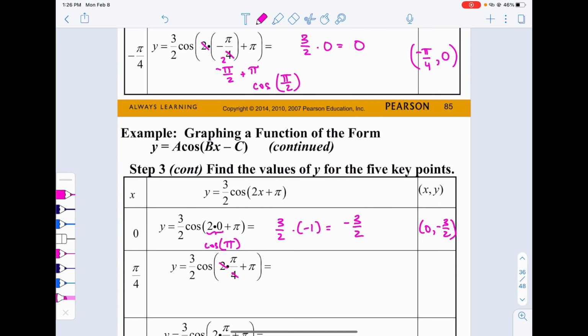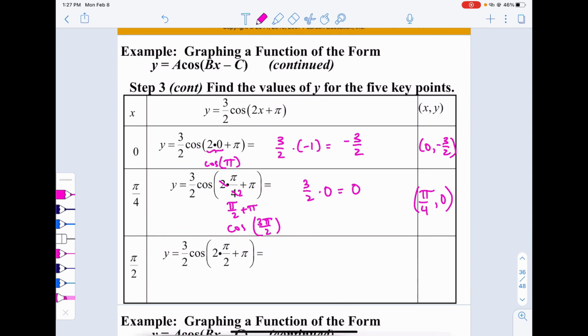2 simplifies 4 down to 2. So pi over 2 plus pi gives us a 3 pi over 2. Cosine of 3 pi over 2 gives us 0. So 3/2 times 0 gives us a 0. So pi over 4, comma, 0. And then the last piece, we're going to have our cosine of 2 pi. Cosine of 2 pi gives us 1. So 3/2 times 1 gives us a 3/2. So pi over 2 and 3/2.